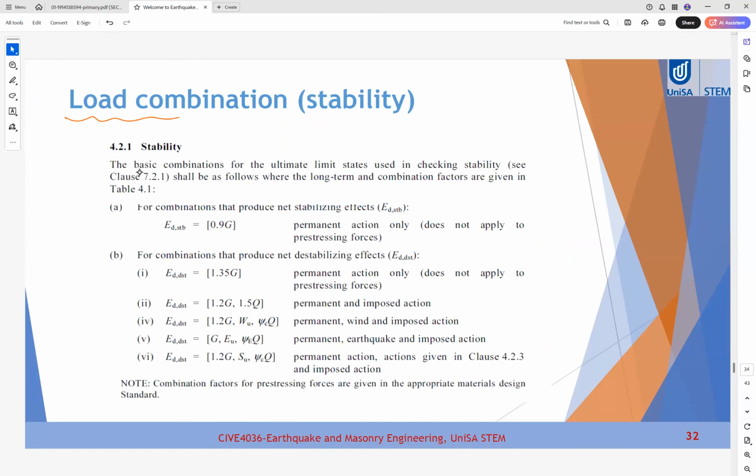The standard gives us some load combinations to check the stability of the wall plus the strength. We have some load combinations for strength and some for stability. For stability of the shear walls, the basic combination for ultimate limit state used in checking stability shall be as follows for long term, and combination factors are given in table 4.1. The first case is the combination that produces net stabilizing effects, so ED for stability is 0.9 G.